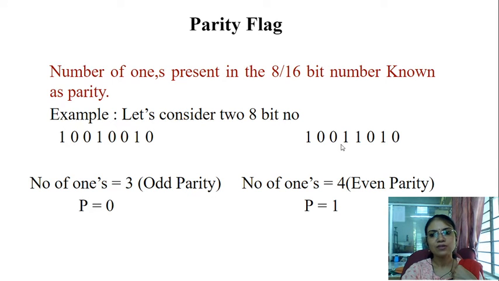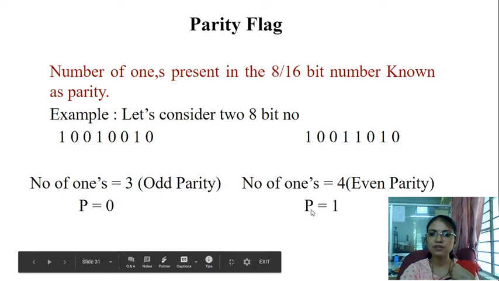While if the number of ones is even, this is another example. In that example, the number of ones are 1, 2, 3 and 4. The number of ones is 4, and 4 is an even number. So such a number has the even parity. When even parity is there, in such case parity flag P is equal to 1. Parity flag will give the status P is equal to 1, and if the number of ones is odd, in such case parity flag will give the status P is equal to 0.